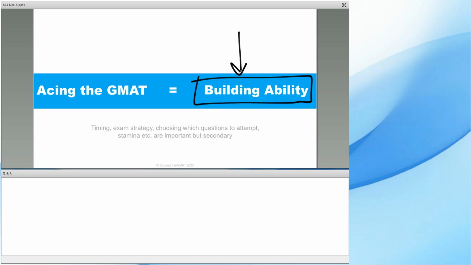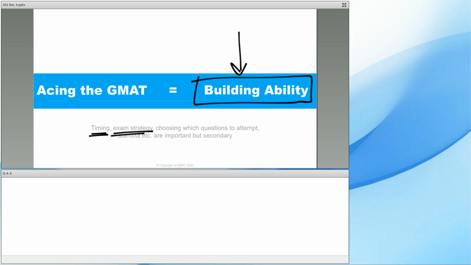A lot of people, when they think about studying for the GMAT, focus on things which are not as important. For example, timing. People start studying and say, I need to get really fast at answering questions. I've got to figure out which questions to leave and which to attempt. What am I going to do in the first 10 minutes? What am I going to do in the next 10 minutes? And so on and so forth.